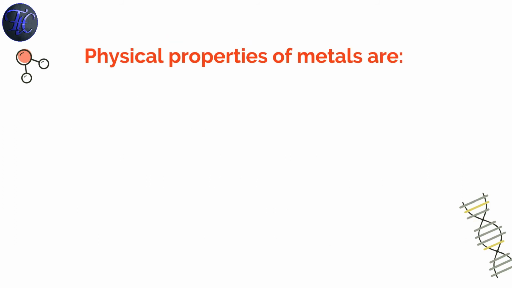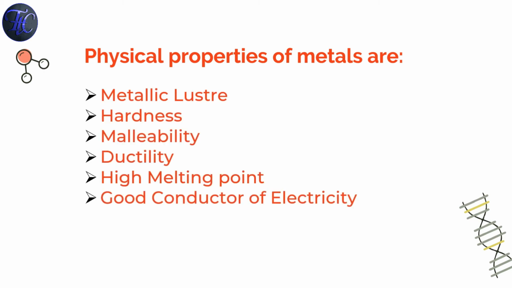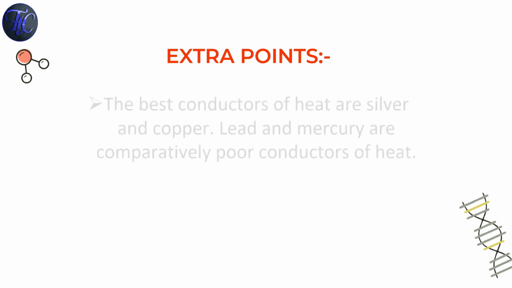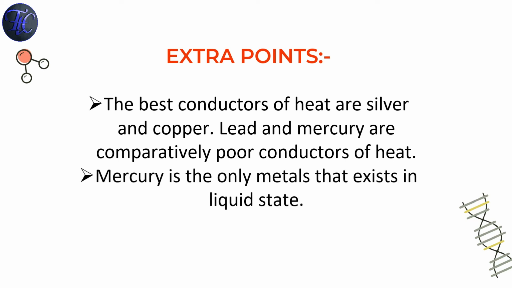Now the physical properties we have learned in the previous activities are metallic luster, hardness, malleability, ductility, high melting point, good conductors of electricity, sonorous and magnetic properties. Now we also have some extra points: the best conductors of heat are silver and copper. Lead and mercury are comparatively poor conductors of heat. Mercury is the only metal that exists in liquid state.